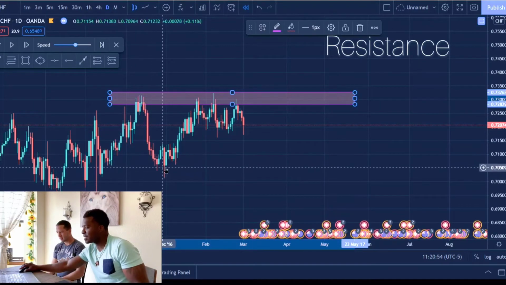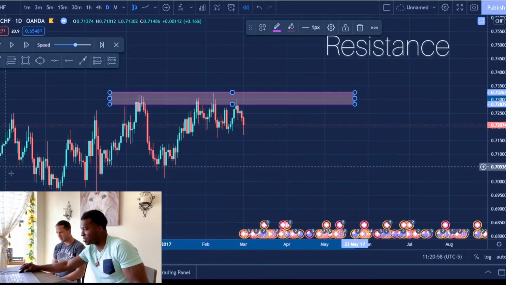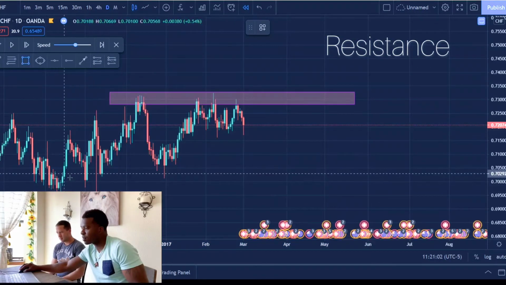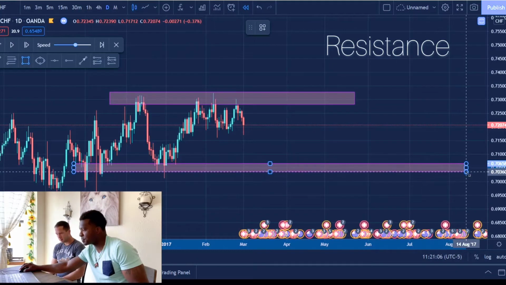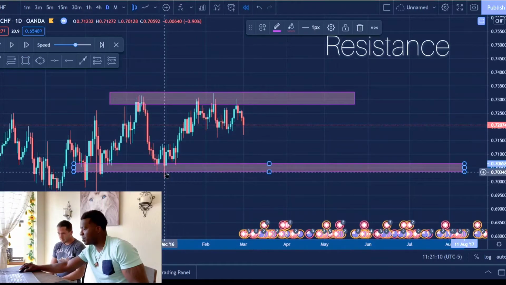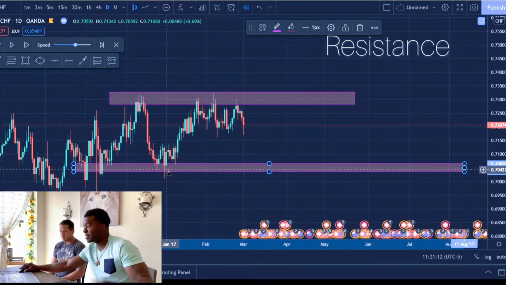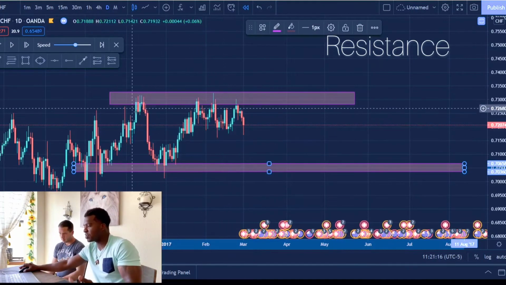So now I can see that we have this little area right here that was acting as support. If you go to the past, you can see it's a nice little area. So I'm gonna mark it out from right here. So now we have the resistance right here. We have this support explained in what he was explaining before. But what we're looking for is resistance.